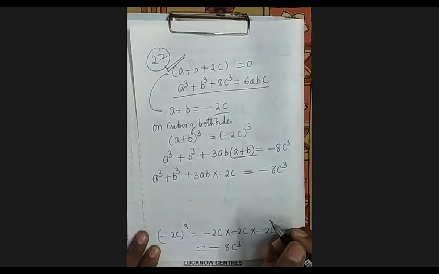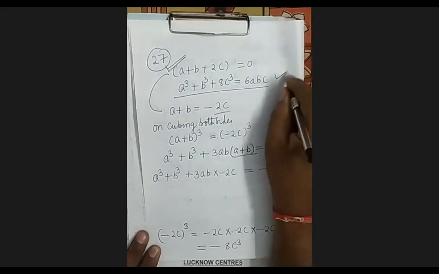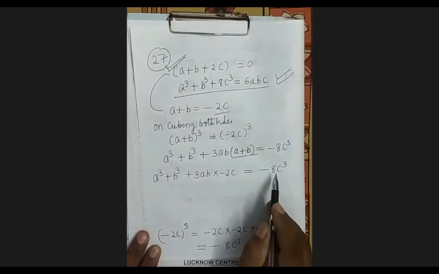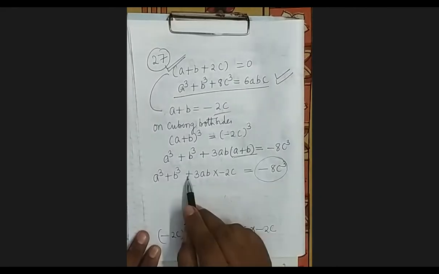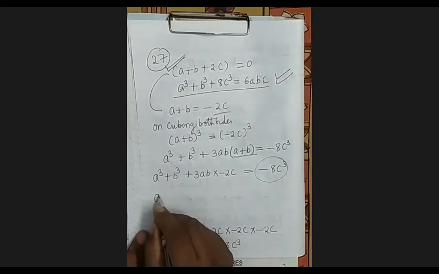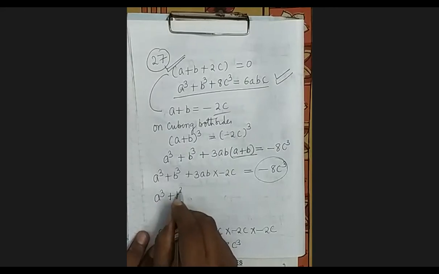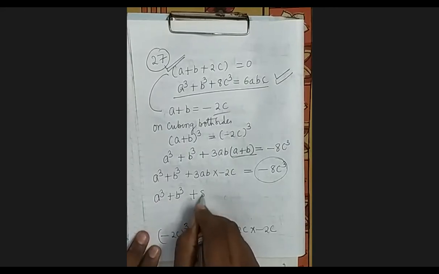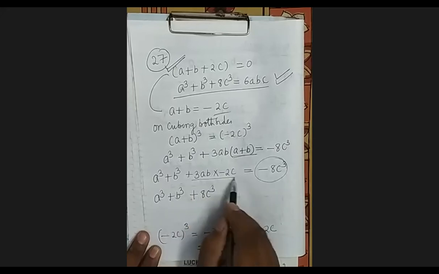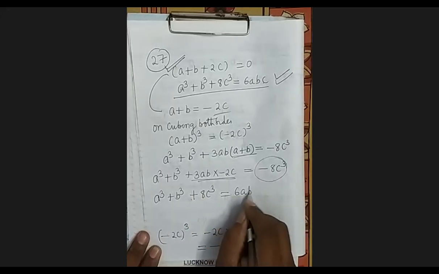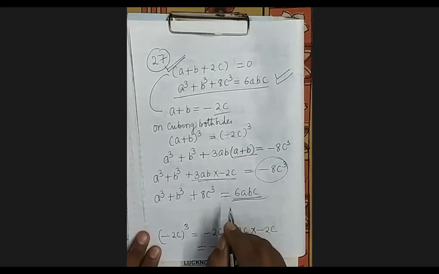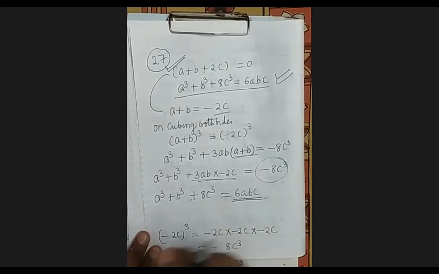Now see here, you have to bring it in this way. So you bring minus 8c cube to this side: a cube plus b cube plus 8c cube. This is minus 6abc, so you take it to that side, equals to 6abc. Hence proved. This way it is proved.